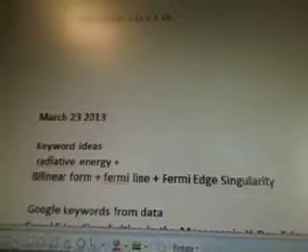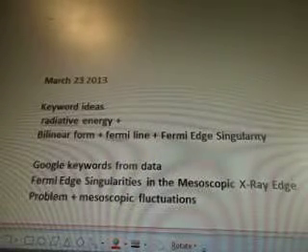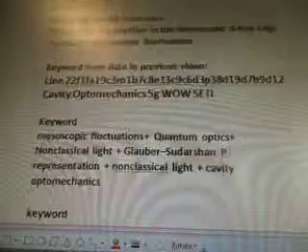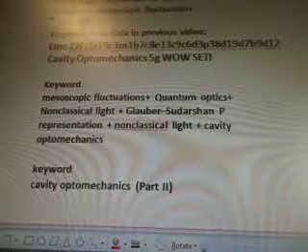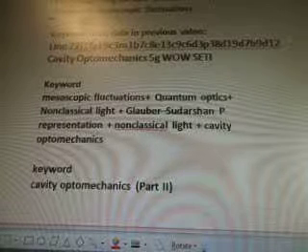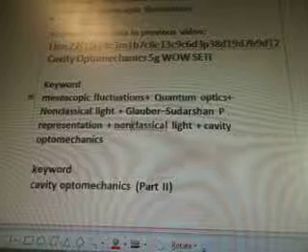Okay. March 23rd, 2013, keyword ideas are reflective energy, bilinear form, Fermi line, Fermi edge singularity. I'm going to Google the keywords Fermi Edge Singularities in the Mesoscopic X-Ray Edge Problem and Mesoscopic Fluctuations. There's the number for the data. It says Cavity Optomechanics. Keywords were Mesoscopic Fluctuations, Quantum Optics, Nonclassical Light, Glauber Sudarshan P Representation, Nonclassical Light, Cavity Optomechanics.